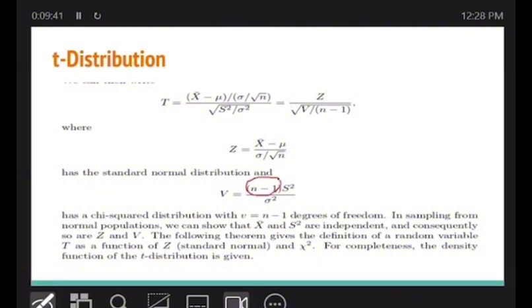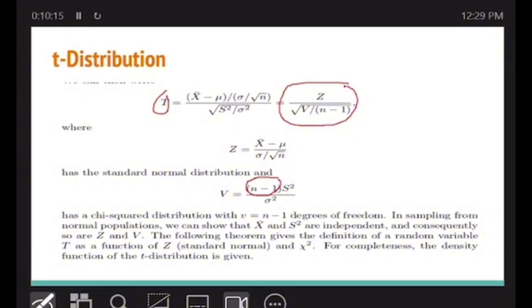Whenever I'm working with a chi-squared, we use degree of freedom n minus 1. If we are also working with T, we're also going to use degree of freedom. Now the question is, what is degree of freedom? How do I know the degree of freedom is going to be n minus 1? I need you to listen now. The degree of freedom is actually the number of independent pieces of information that we allow to vary.